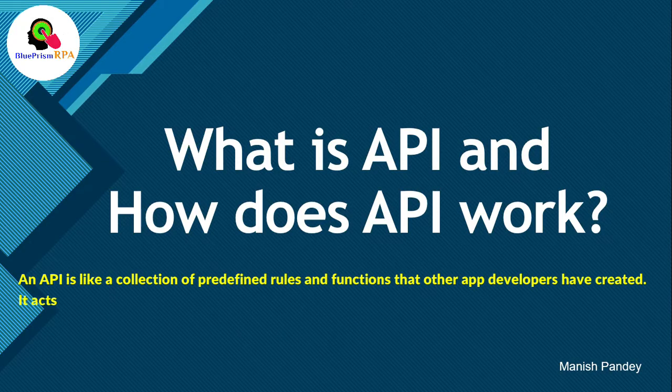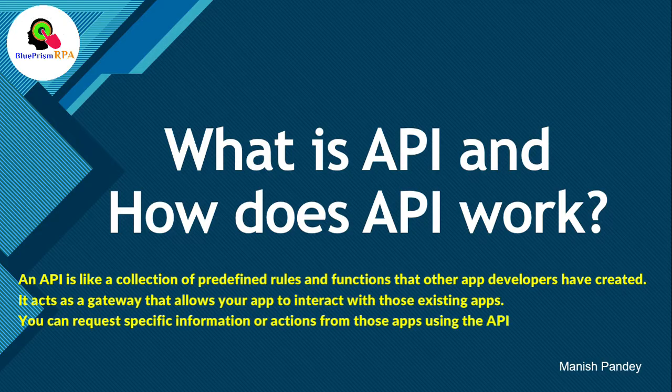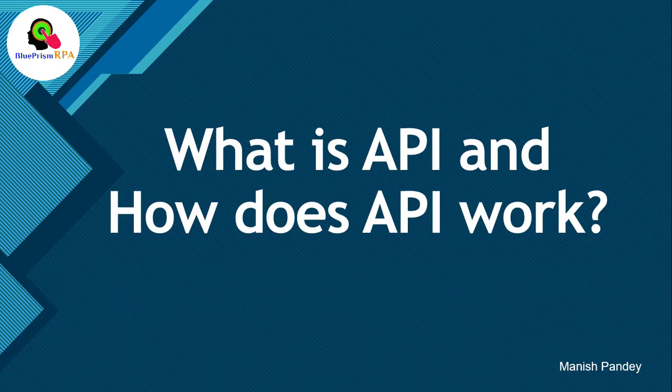So an API is like a collection of predefined rules and functions that other app developers have created. It acts as a gateway that allows your app to interact with those existing apps. You can request a specific information or actions from those apps using the API. Let me show you the definition of API.